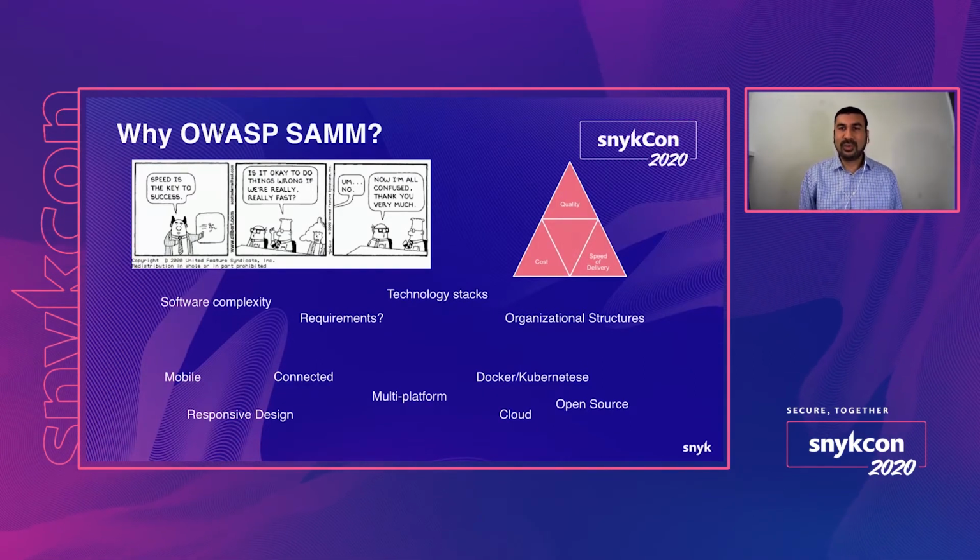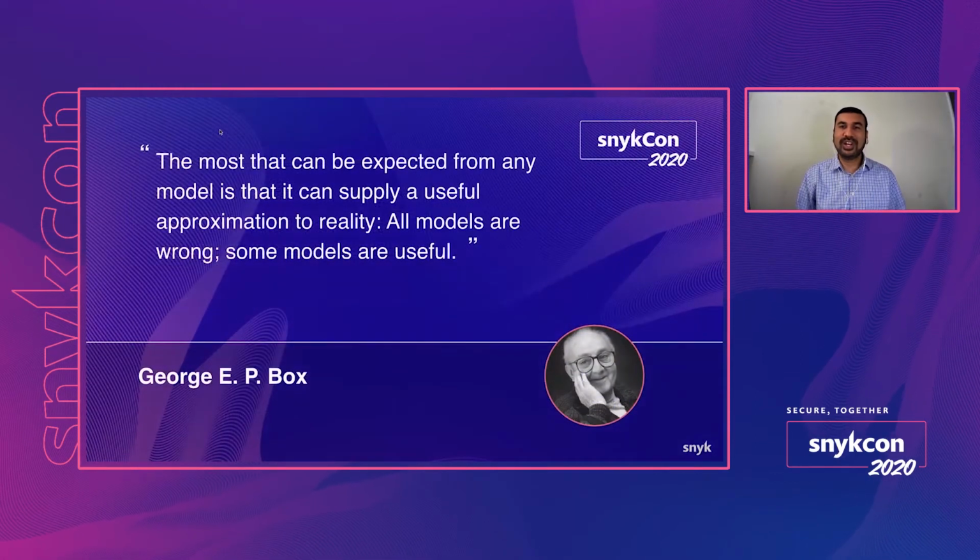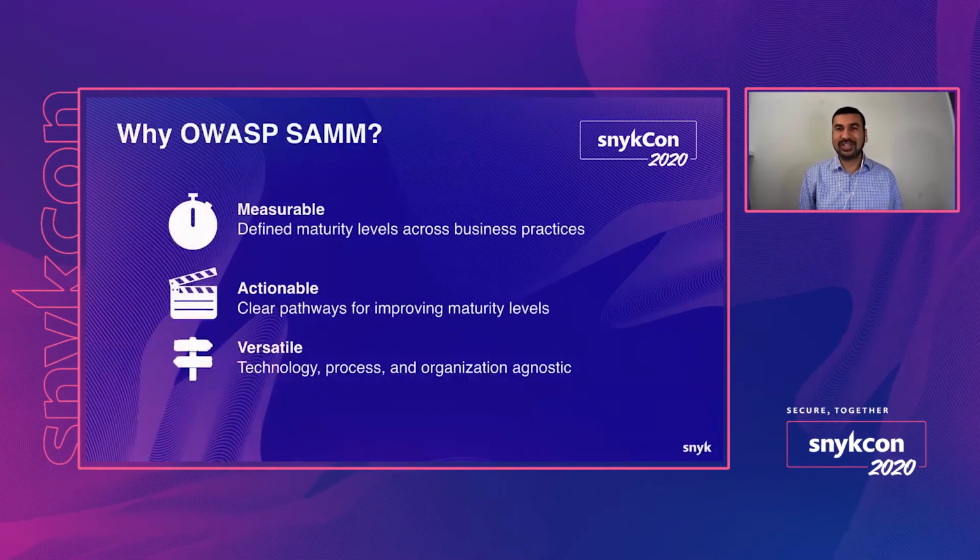I like this quote from George Box, who has been called one of the greatest statistical minds of the 20th century. The most that can be expected from any model is that it can supply a useful approximation to reality. All models are wrong, and some models are useful. I repeat, all models are wrong, and some models are useful. The point is that you can't find a model that exactly describes reality. There are too many variables in real life, but you can have a model that is close enough to be useful, and that is what SAMM is aspiring to be.